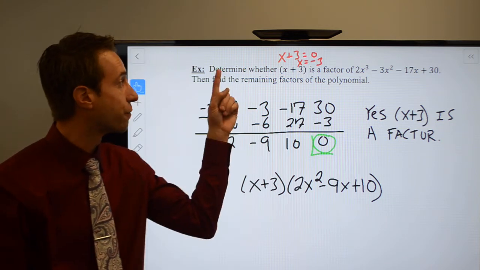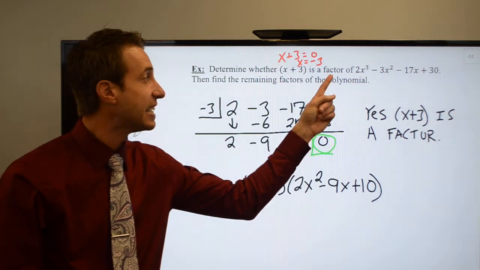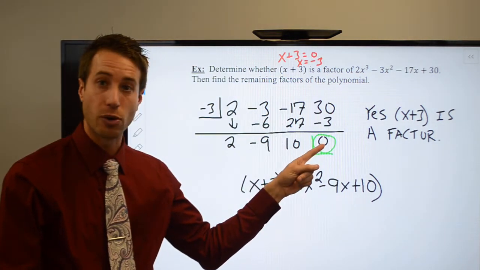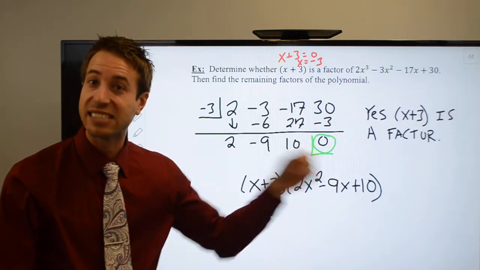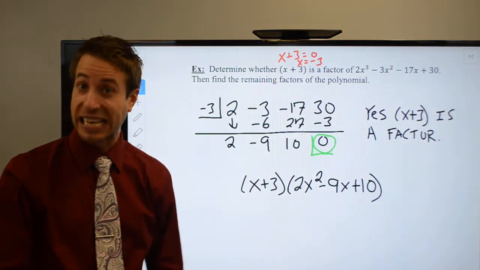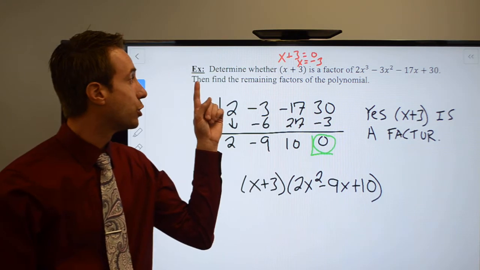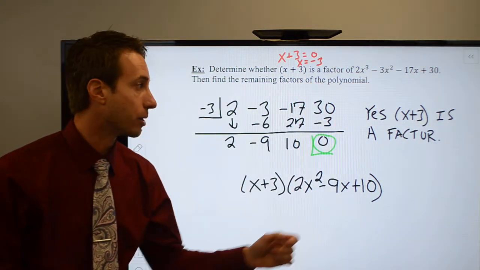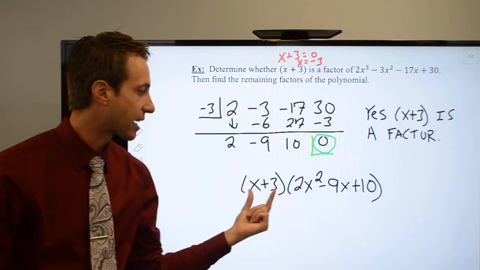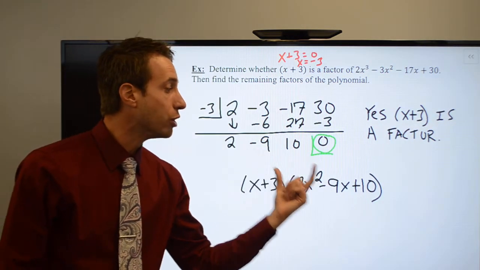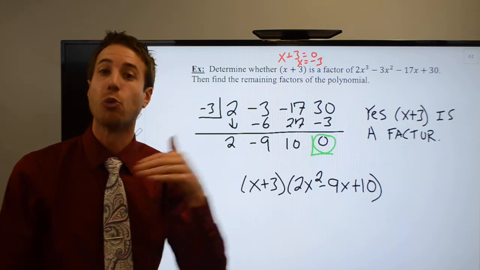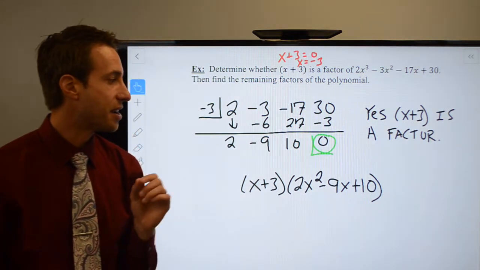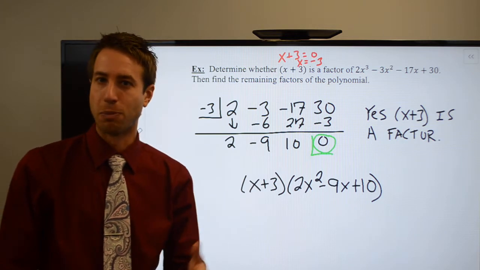Because here's what I ask you to do. First, determine whether x plus 3 is a factor of the polynomial. We do the synthetic division, and if I get a remainder of 0, the answer is yes. Yes, that binomial is a factor. Then I ask you to find the remaining factors of the polynomial. So I have my factor, x plus 3, and my reduced polynomial, which I get by doing the synthetic division. Now, here's the extra little bit.